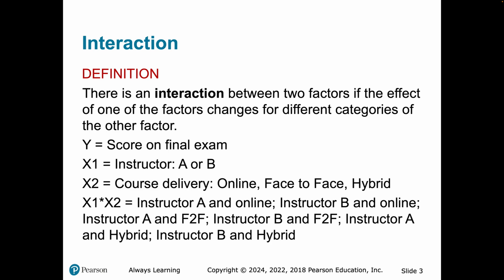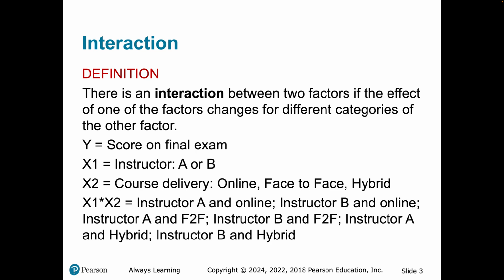Let's say that we're analyzing our quantitative dependent variable as a score on a final exam. You may think of an undergraduate calculus class or whatever you may want to think about. We have two instructors, instructor A and instructor B, clearly categorical. And we have course delivery, online, face-to-face, or hybrid, as our second independent variable, clearly categorical. So we would have what's set up for a two-way ANOVA, again, a quantitative dependent variable and two categorical variables.